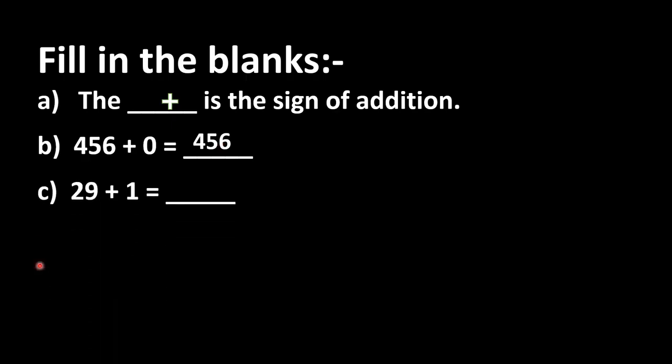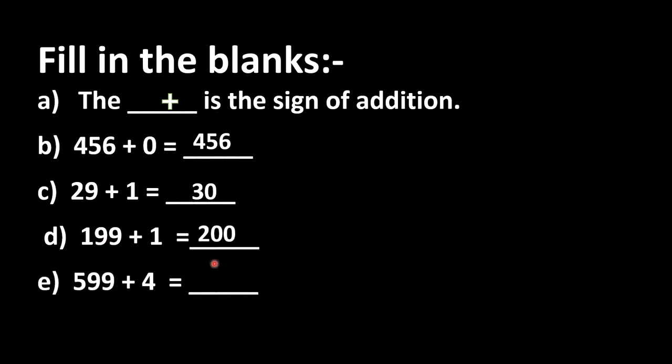Now in C part 29 plus 1 is equal to dash. So here 29 plus 1 is equal to 30, because when we add 1 to any number we get the next number of our counting. Now in D part 199 plus 1 is equal to dash. So after 199 which number comes? That is 200. So we will write 200 here.